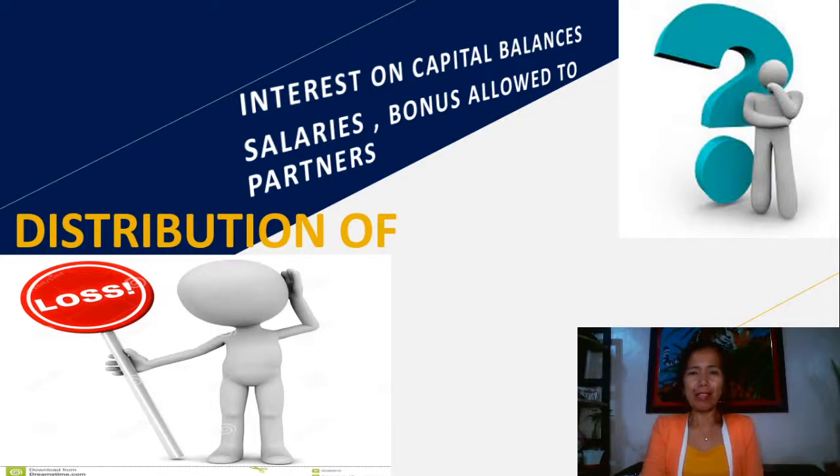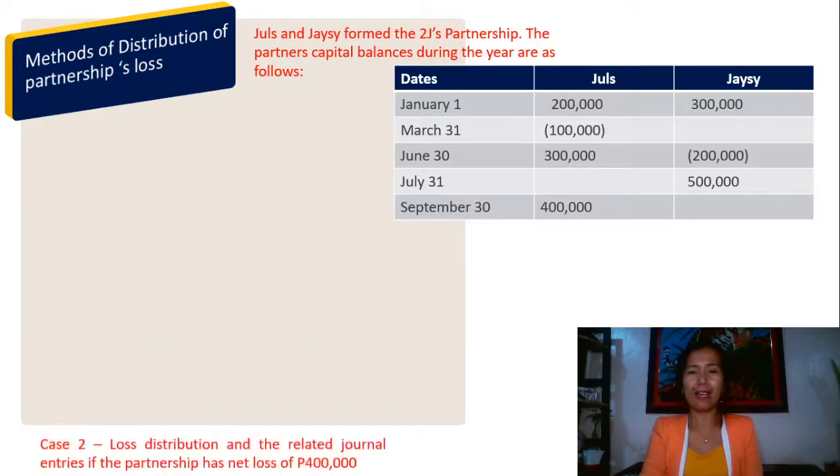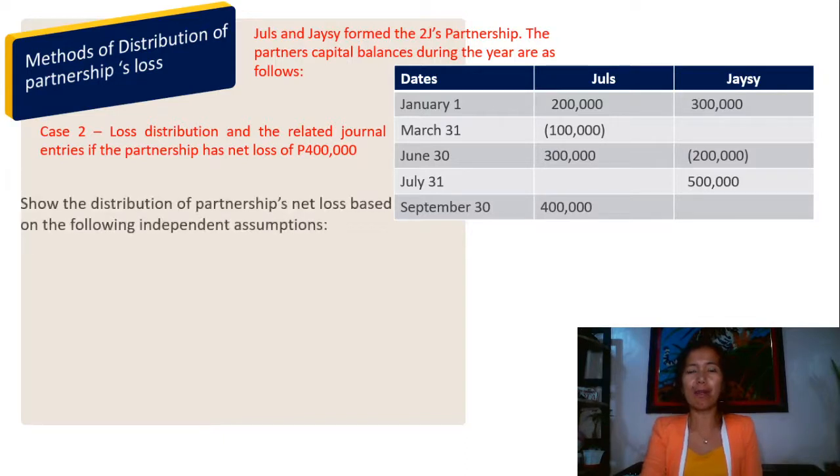This time I'm going to present to you how to distribute the loss among the partners, and we are going to use the same problem as in my previous lessons, except that in this case, the result of the partnership operation is a net loss of 400,000. We are required to prepare the distribution of loss among the partners and the preparation of journal entries based on the following independent assumptions. First, equally.